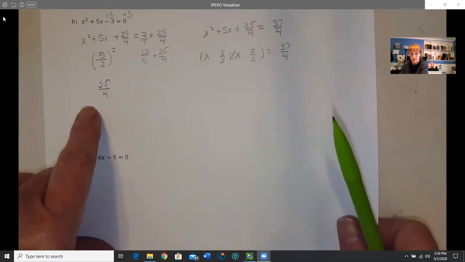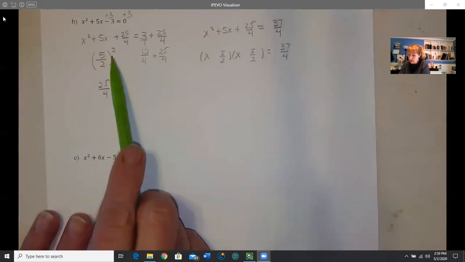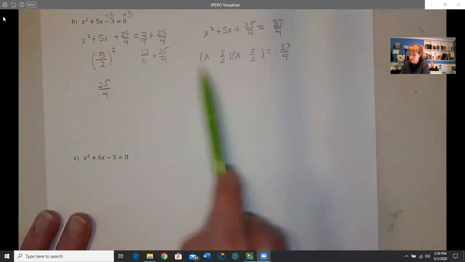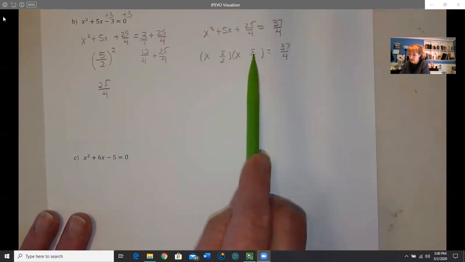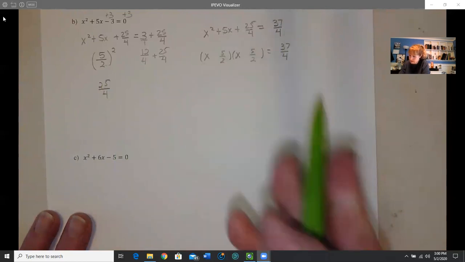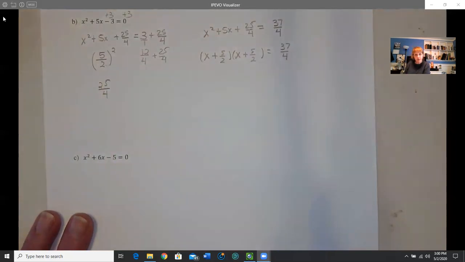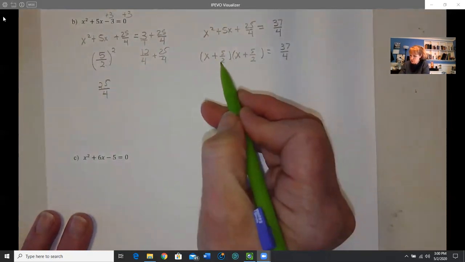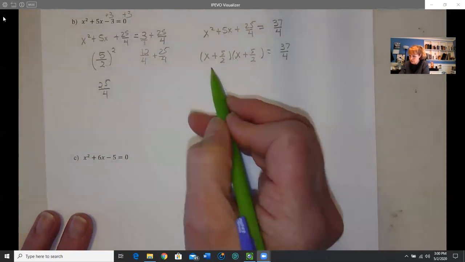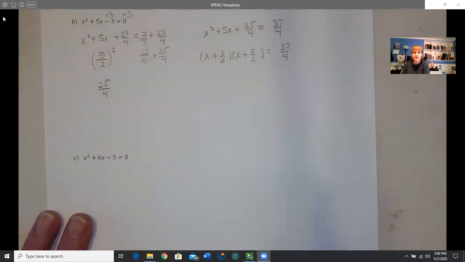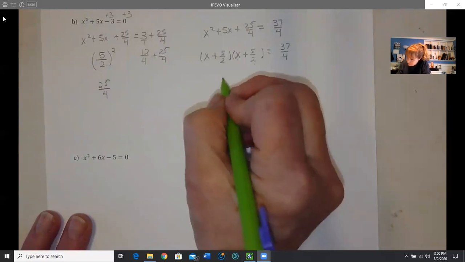Pretty nice. So what did you square to get 25/4? Well, this times this gives you this, and I want pluses. Do you get the middle term? Well, this is 2.5x, and 2.5x is 5x. So you get that.